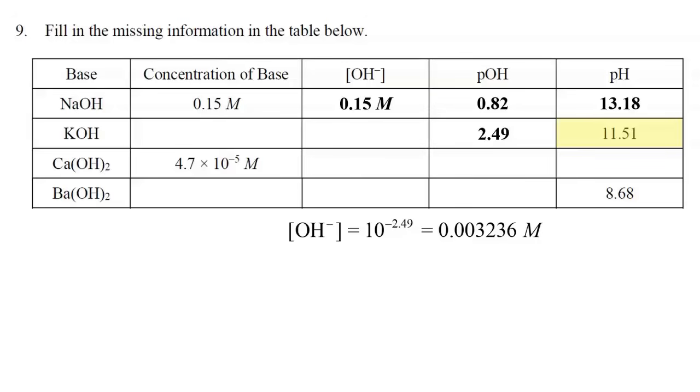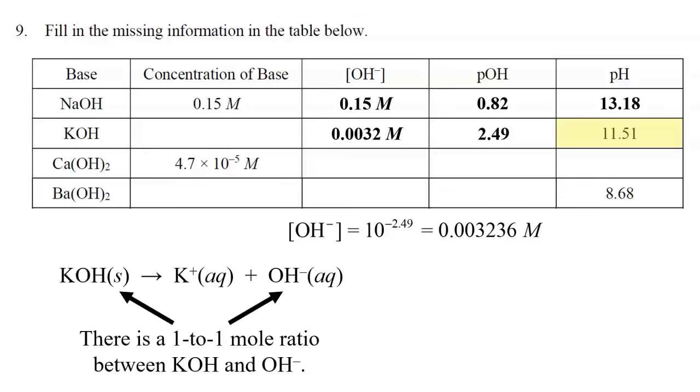And since 2.49 as a pOH value has 2 significant digits, only focusing on the digits to the right of the decimal, I will round off my concentration to 2 significant digits as well. So 0.0032 moles per liter is my concentration of hydroxide. Just like sodium hydroxide, potassium hydroxide has a 1-to-1 mole ratio between KOH and hydroxide. So the concentration of hydroxide is the same as the concentration of the entire base, KOH.